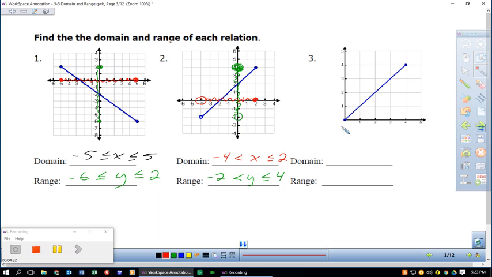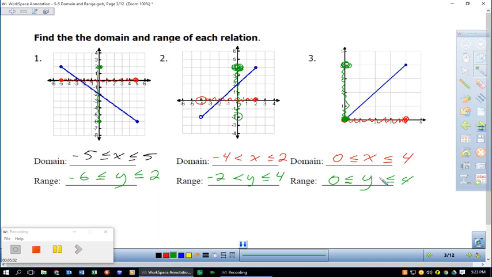Number 3, left to right, it goes from 0, it's closed at 0, all the way over to positive 4, and it's closed there. So 0 is less than or equal to x, less than or equal to 4. Now I have something nice and interesting here because the range goes from 0, it's closed there, continues until it's closed at positive 4. So we get 0 is less than or equal to y, less than or equal to 4.